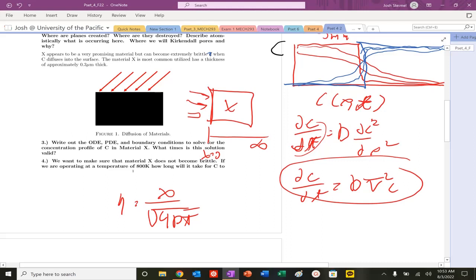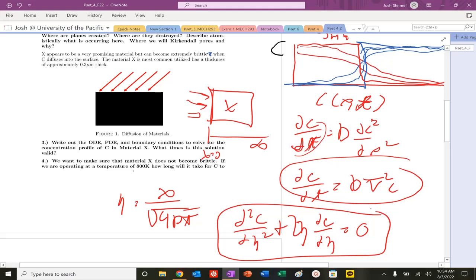So we did in class, if you remember, we created that dimensionless variable eta, and then we were able to convert to a much nicer, or at least more manageable, expression. So remember that we saw that d²c/dη² plus 2η dc/dη equals 0. That was basically the ODE that we're going to solve.